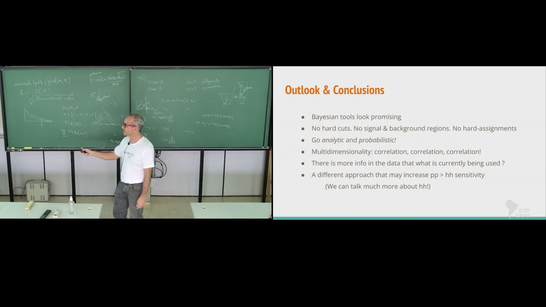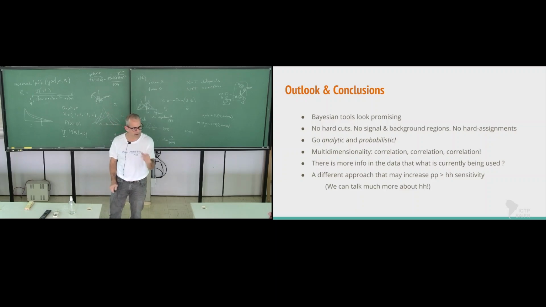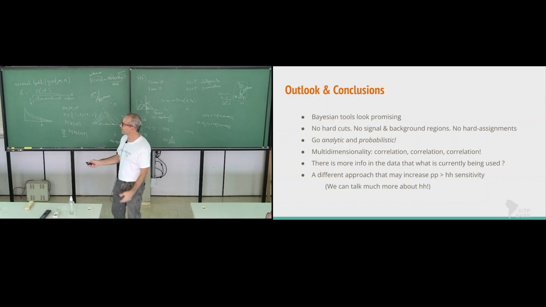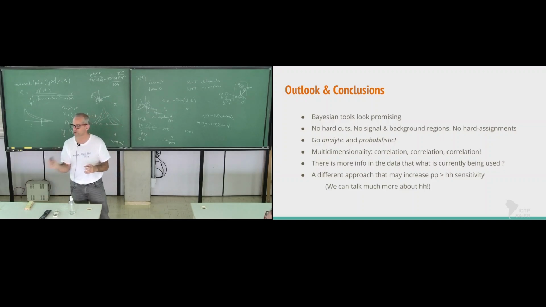No hard cuts, no signal and background region, no hard assignment. That is something one has to know every time. You want to take a few days to think whether you can avoid the tagging and the hard selection, and whether there is a clever way to include the shape of the curve, because it gives you a lot of power. Go analytic and probabilistic. With ABCD you feel very safe because you are just multiplying and subtracting. But come on, the other is just derivatives.